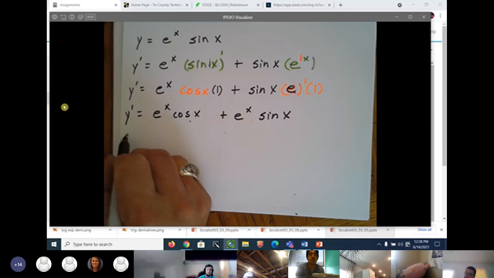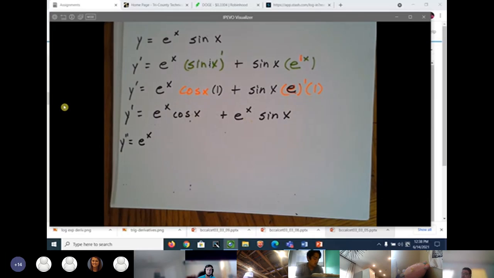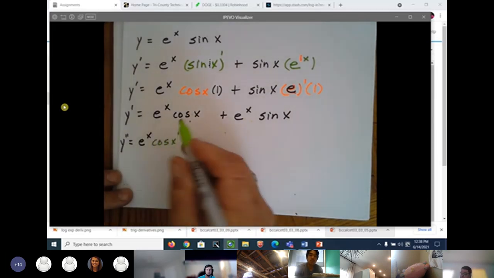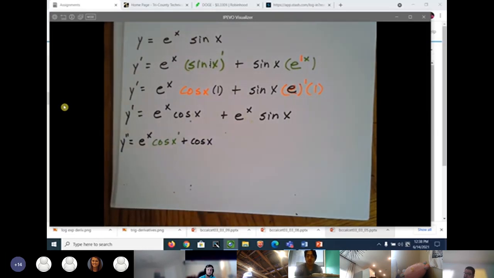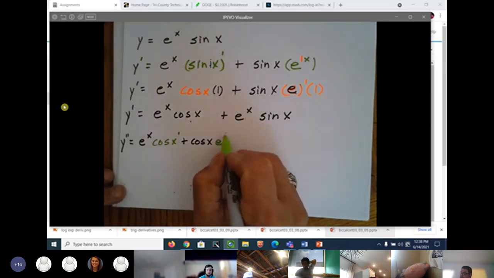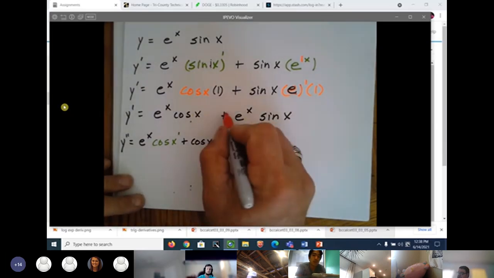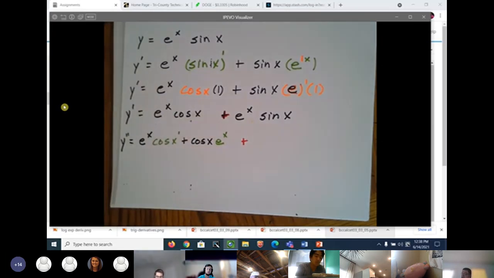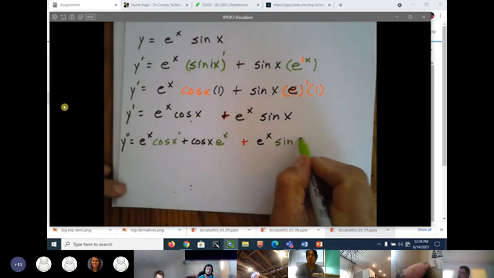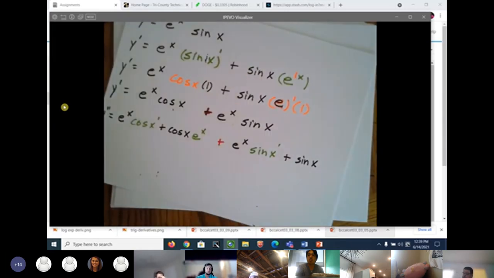Y double prime is equal to first times the derivative of the second plus the second times the derivative of the first, and I'm going to put a plus in red to signify that that plus belongs to that. First times the derivative of the second plus the second times the derivative of the first.